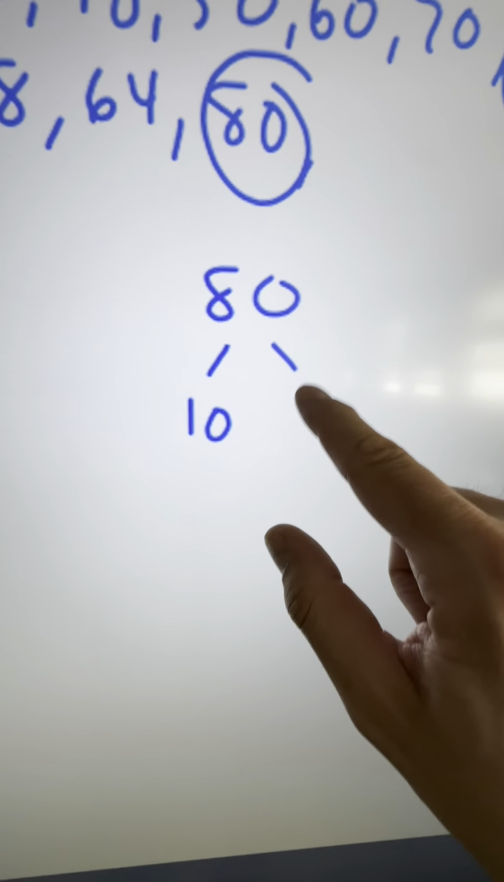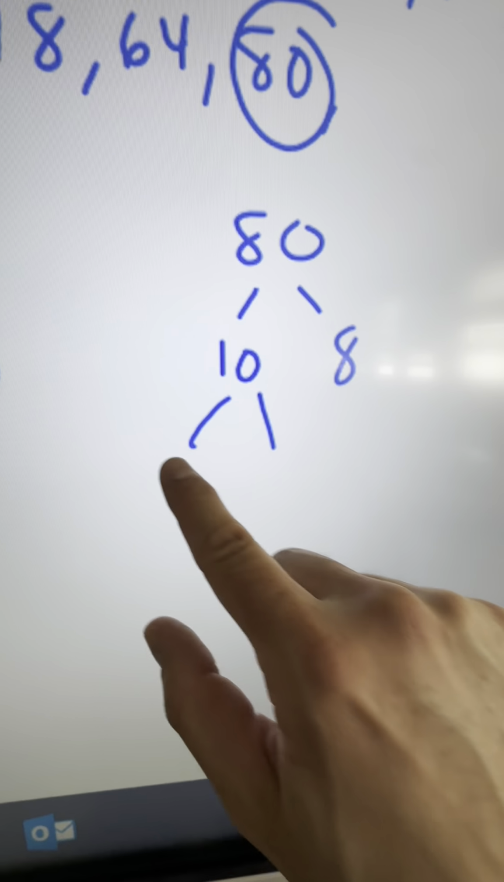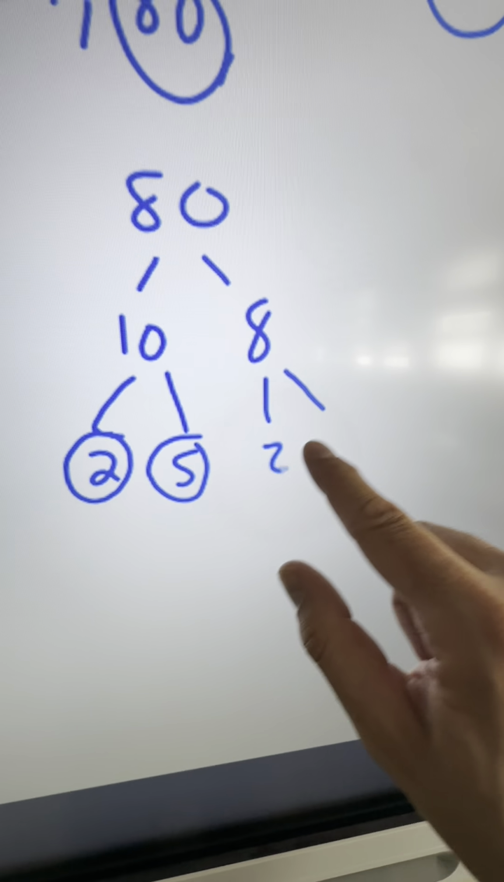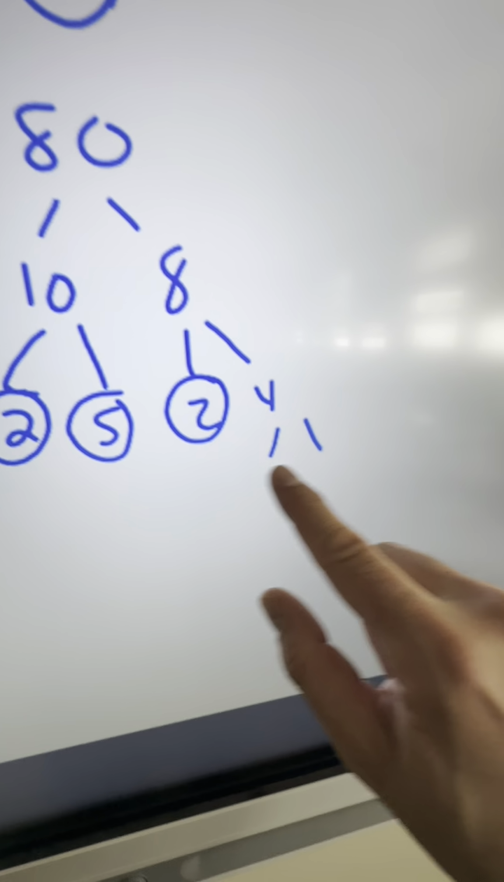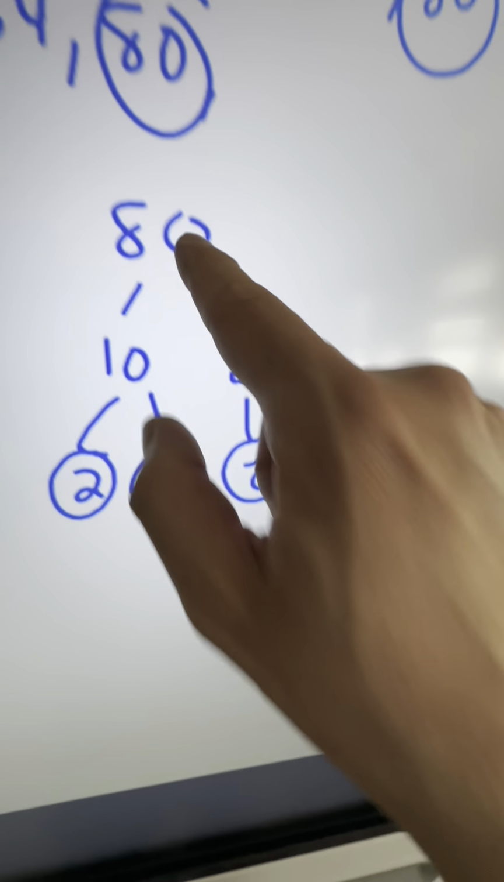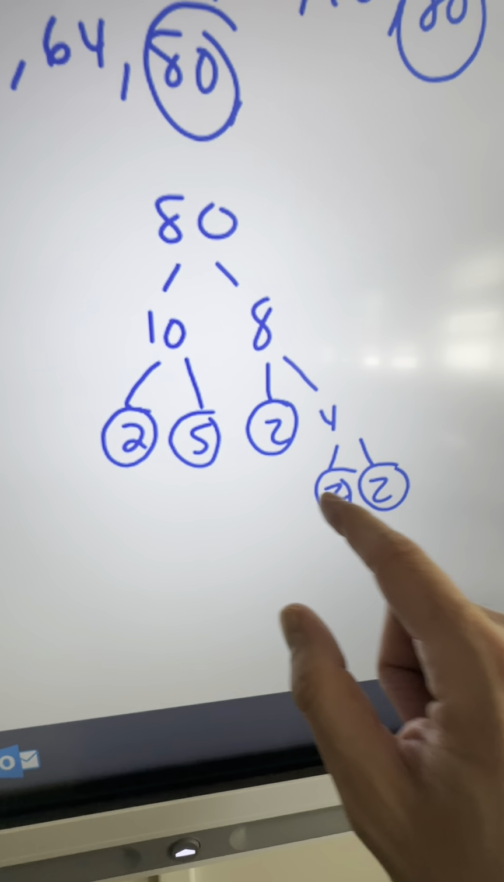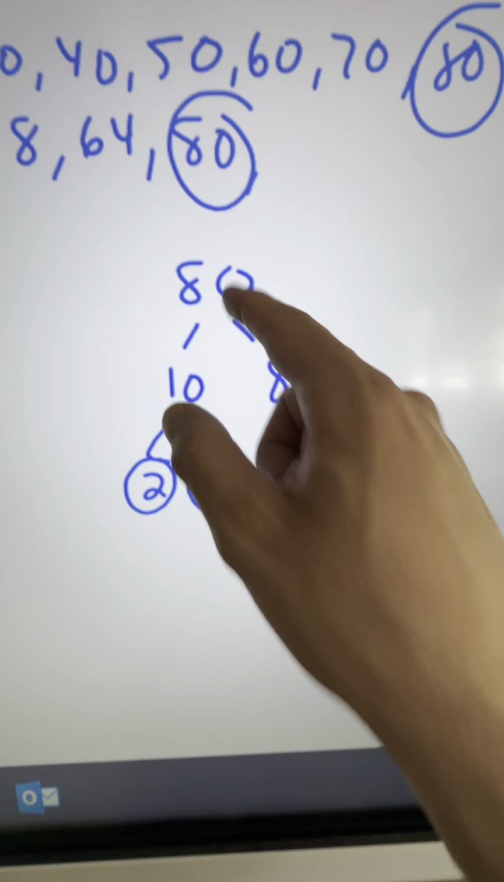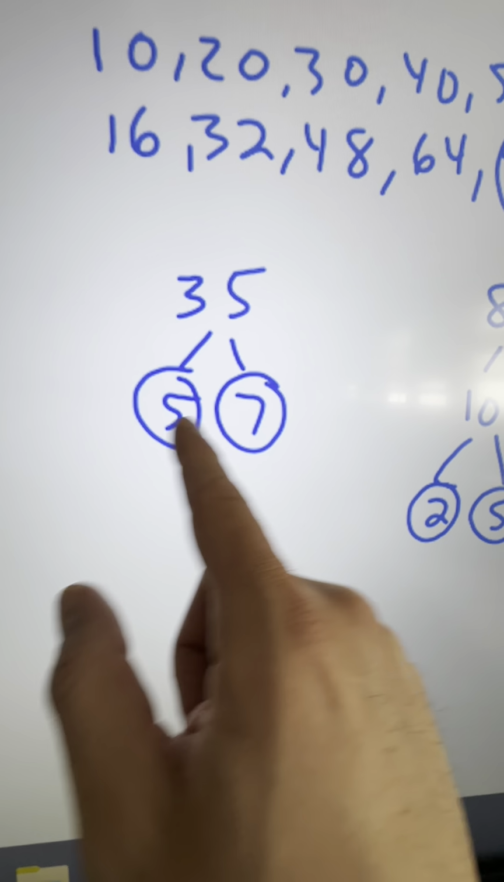80 is 10 times 8. I could break this down to 2 times 5, and these are both prime. And then the 8, I could break down 2 times 4, and 4 is just 2 times 2. So the prime factorization of 80 would be 2 times 5 times 2 times 2 times 2. Remember, all this means is that when you multiply these prime numbers together, you get back 80. Just like here, when you multiply these, you get back 35.